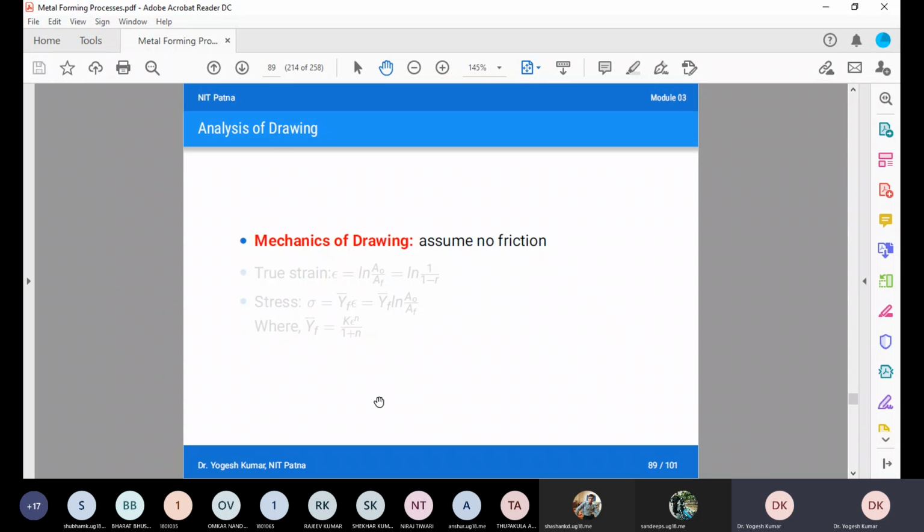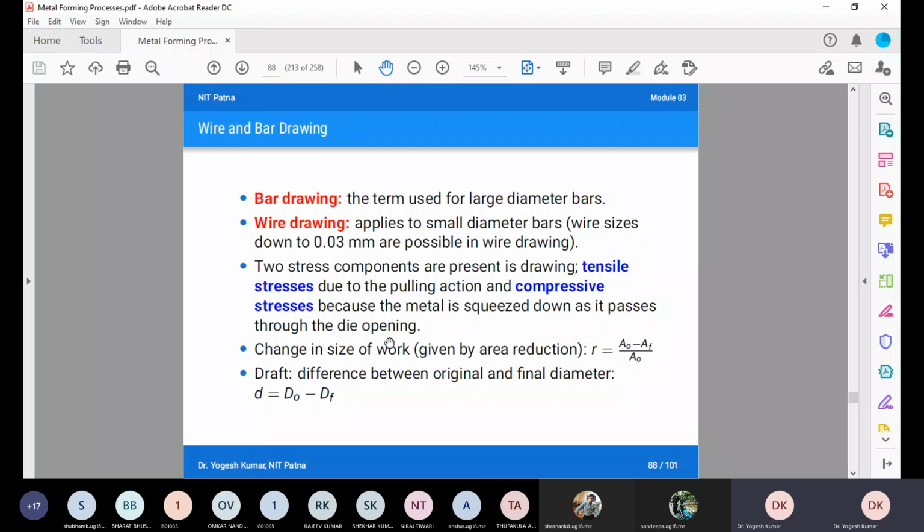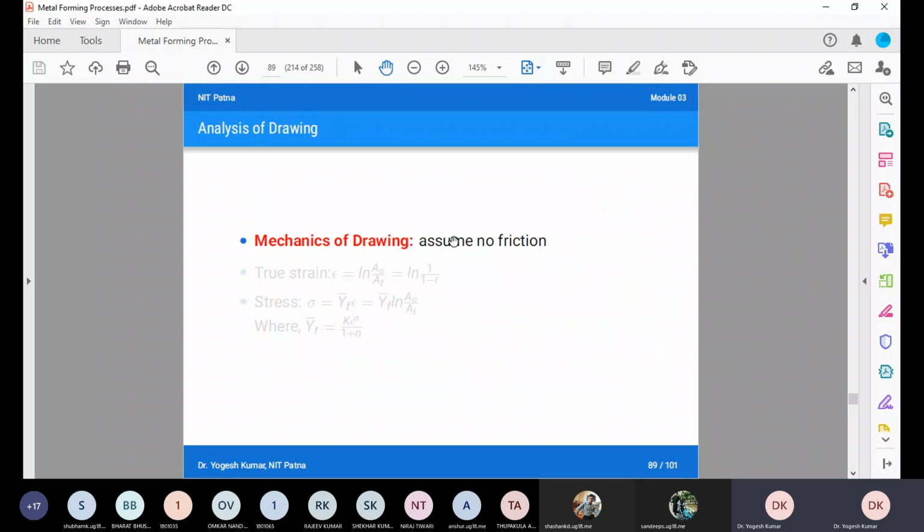Okay, now we have to understand the underlying mechanism. What are the force requirements? What are the stresses generated in the case of your drawing process? So whether it is bar or wire, the mechanism is almost the same. First we will consider the case when there is no friction between the surfaces of your die and your workpiece, or your wire or bar.